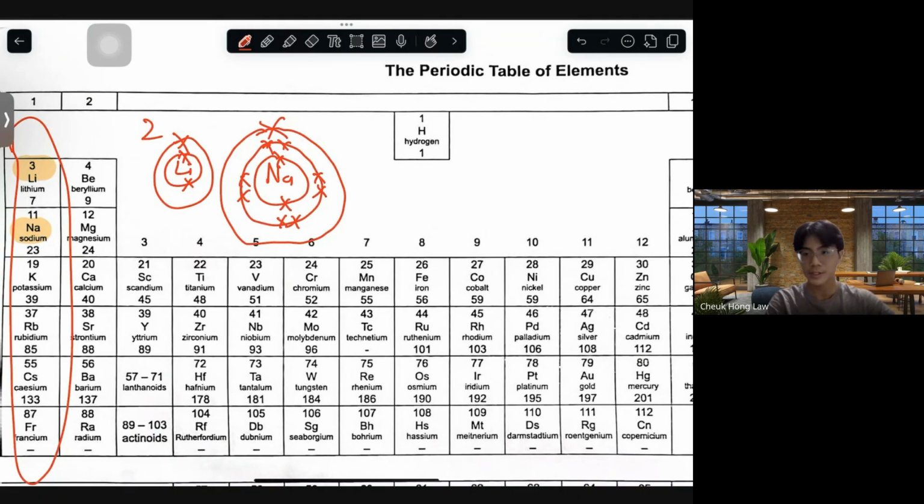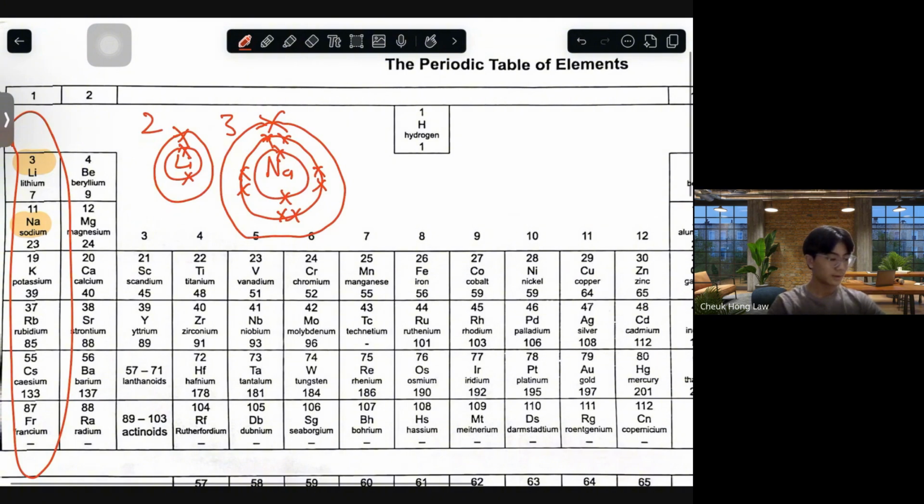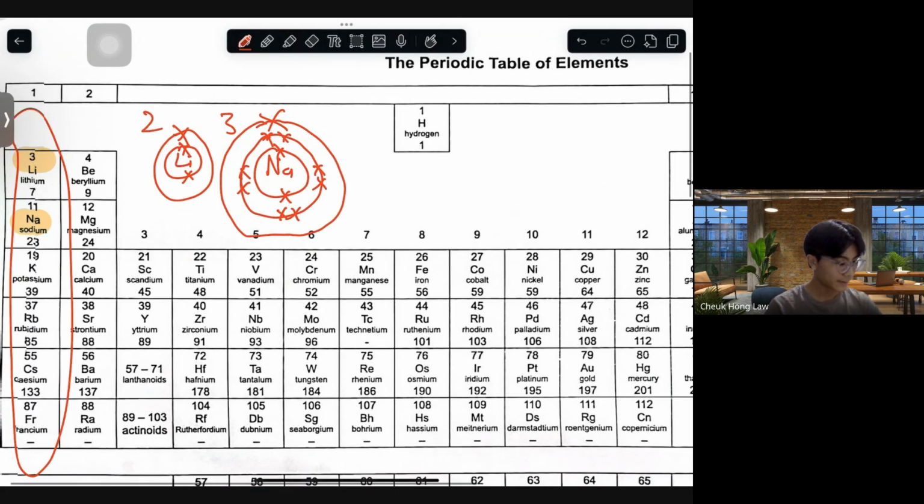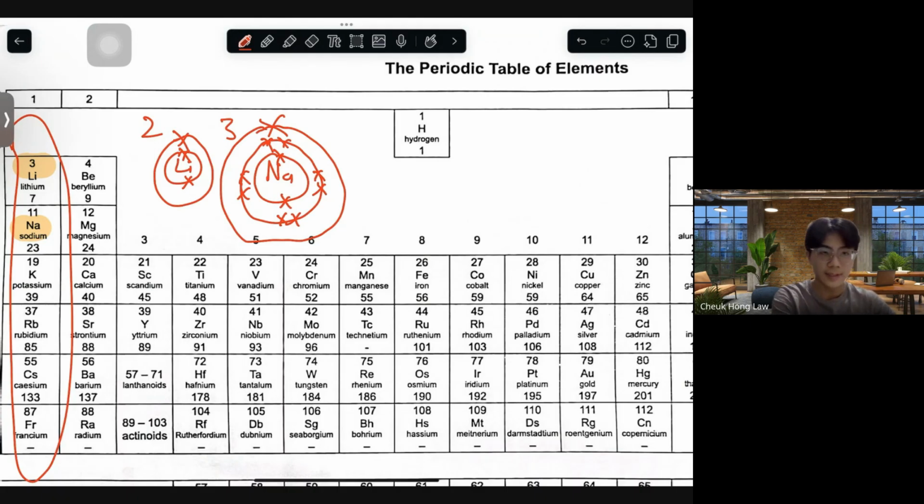So how many electron shells does sodium have? It has 3. Okay, then as you go down, lithium will have 2 electron shells, sodium will have 3 electron shells, potassium will have 4 electron shells, and so on and so forth. Okay, so the number of electron shells increases down the group. So as it increases down the group, right, the atomic radius also increases.